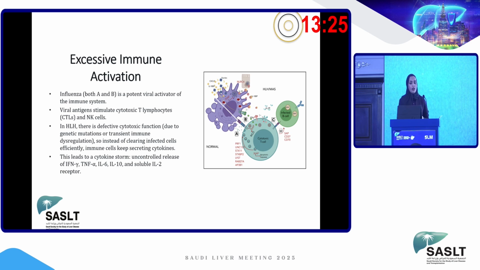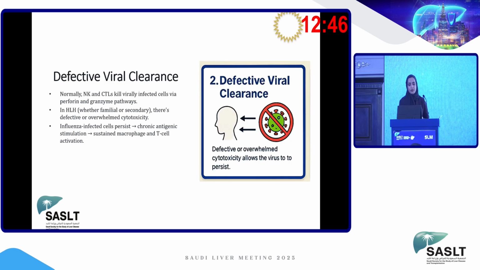Influenza, both A and B, is a potent viral activator of the immune system. Viral antigens will stimulate cytotoxic T lymphocytes and NK cells. In HLH, there is a defective cytotoxic function, due to genetic mutation or transient immune dysregulation. So instead of clearing the infected cells efficiently, immune cells keep secreting cytokines. This will lead to a cytokine storm, an uncontrolled release of interferon gamma, tumor necrosis factor alpha, and interleukin-6, 10, and 2, which is CD25.